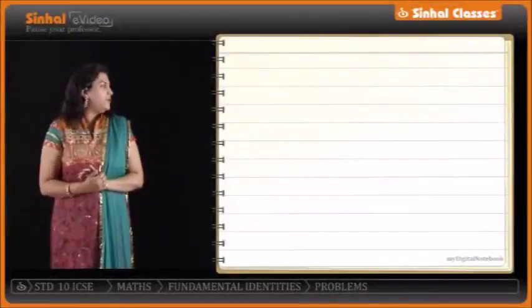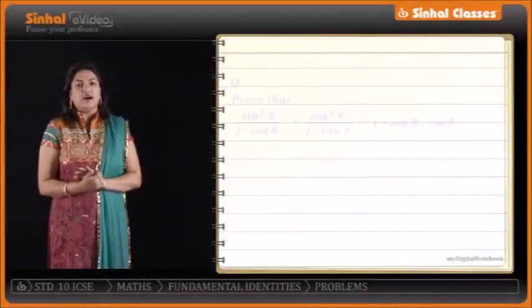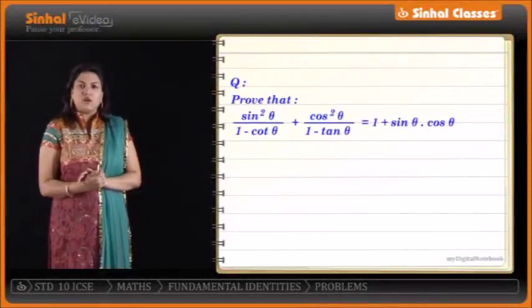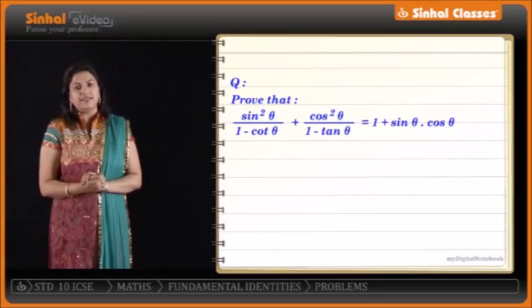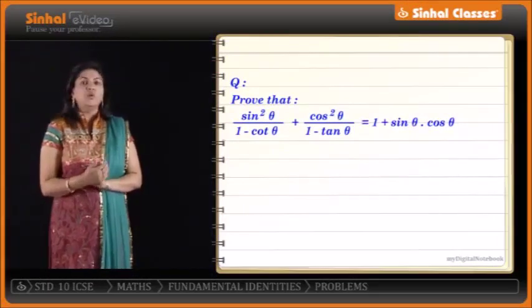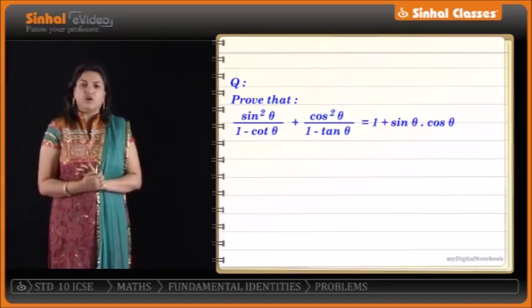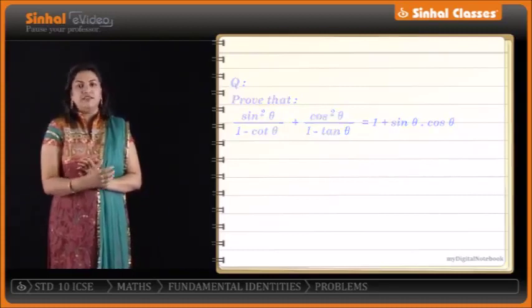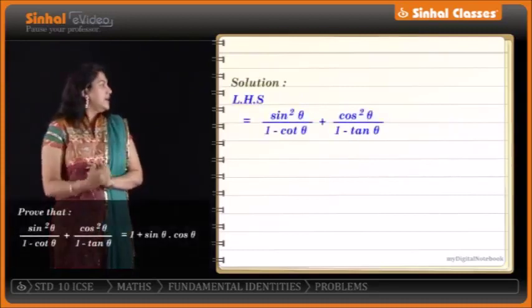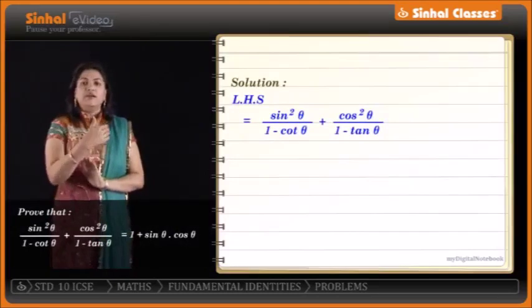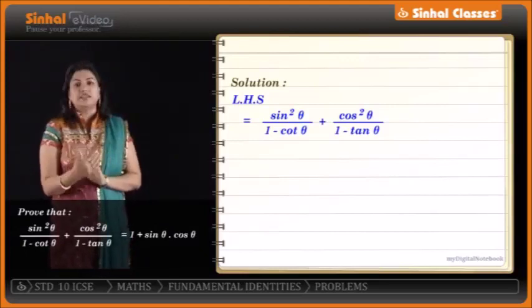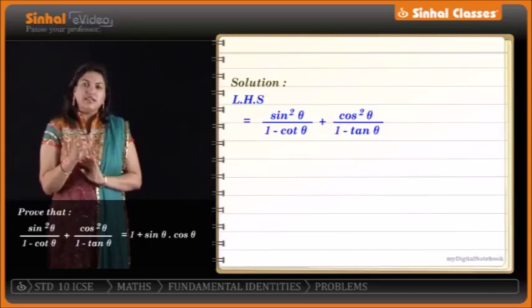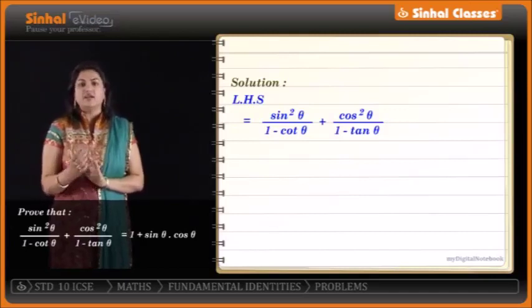Now to the next problem, sine square theta upon 1 minus cot theta plus cos square theta upon 1 minus tan theta is equal to 1 plus sine theta into cos theta. Same way, we start with LHS. Now, in the denominator, we have cot theta and tan theta.